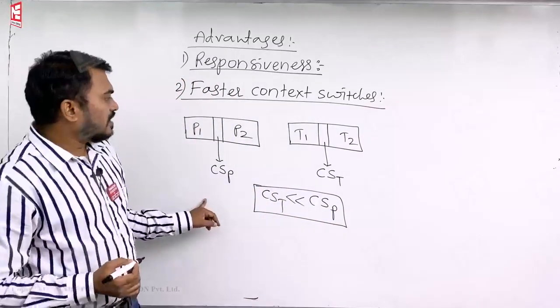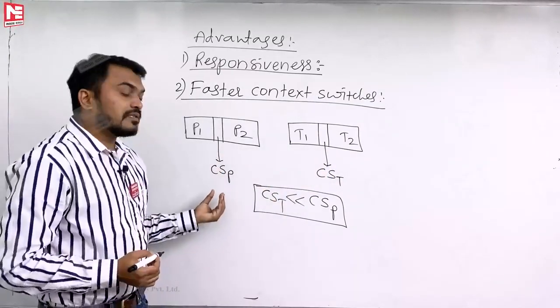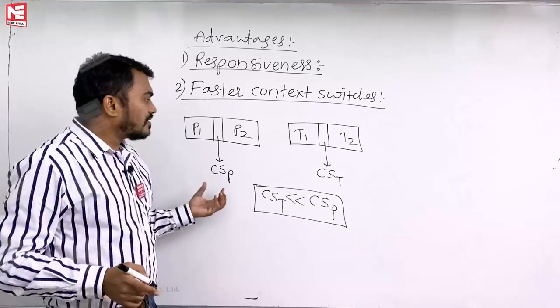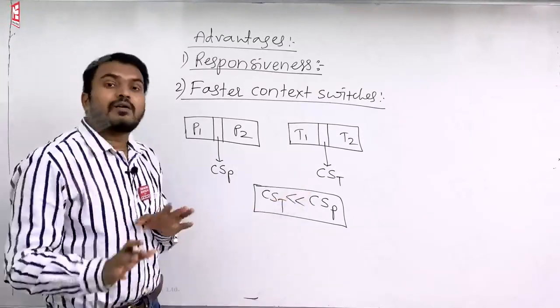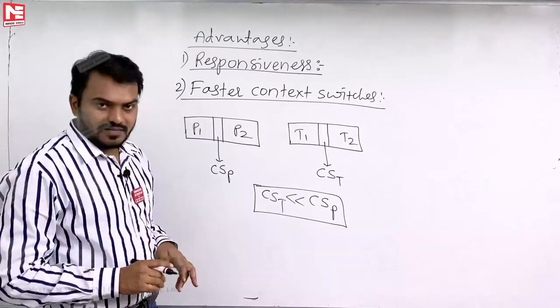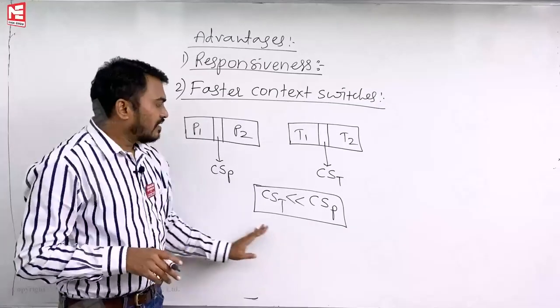If you observe the relation here, context switching time between the threads will be very less compared to the context switching time between the processes, because threads will have less context compared to the processes. Is that clear? I will give you the full notes, but first copy this one carefully.